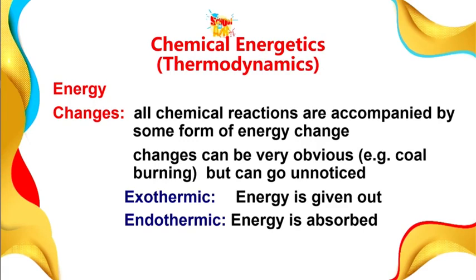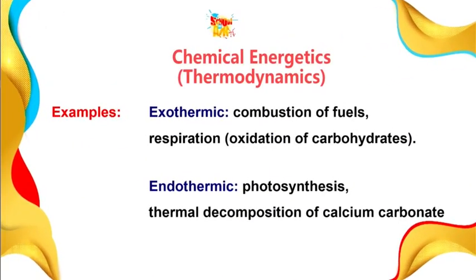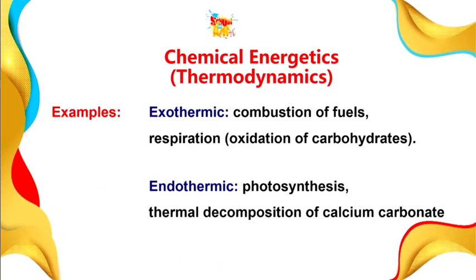Now, energy can be liberated, as I said earlier, and energy can also be absorbed. If energy is liberated to the surroundings, we call that type of reaction an exothermic reaction. Then energy can also be absorbed from the surroundings. When energy is absorbed from the surroundings, we have an endothermic reaction. Exothermic and endothermic reactions. Now, what are the examples of exothermic reactions? What are the examples of endothermic reactions?